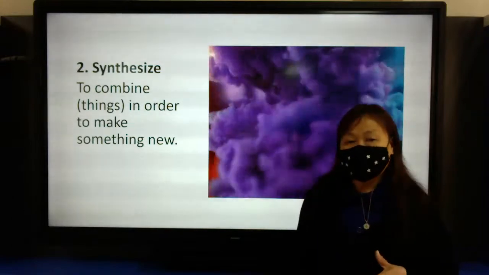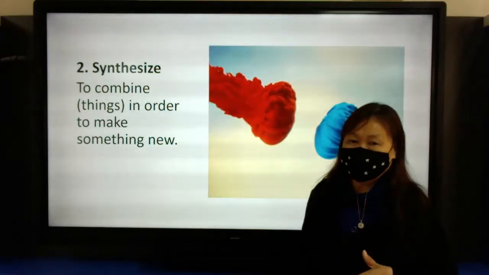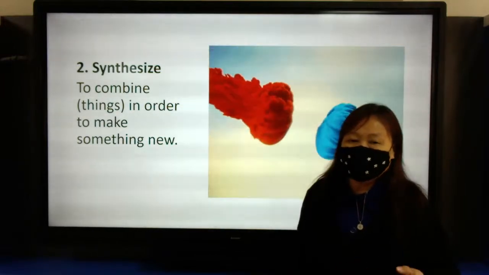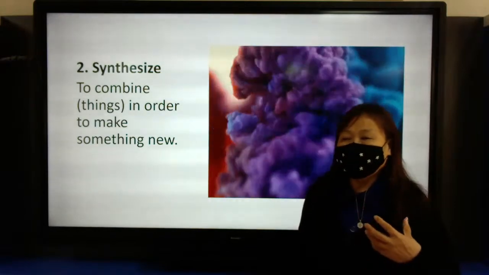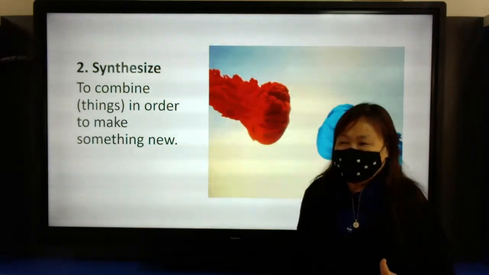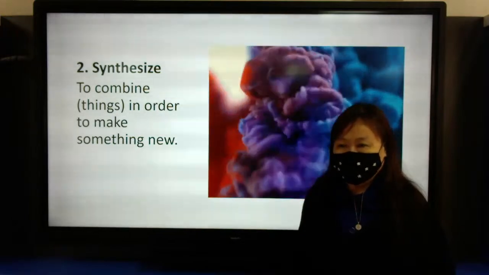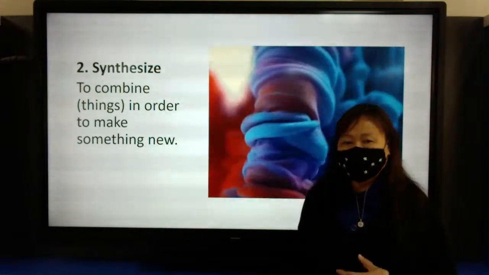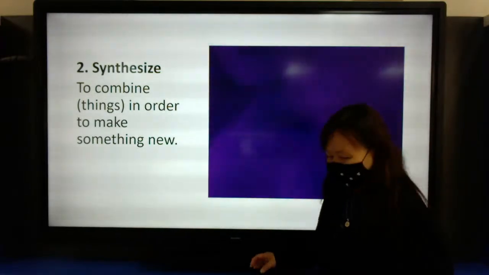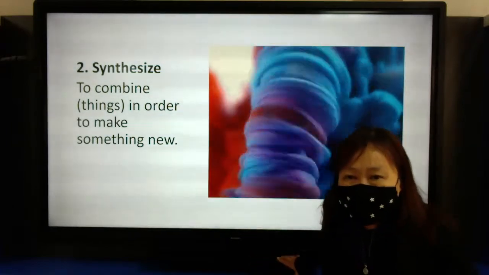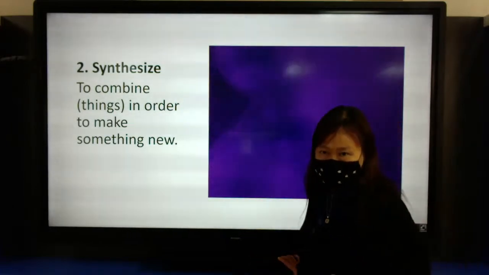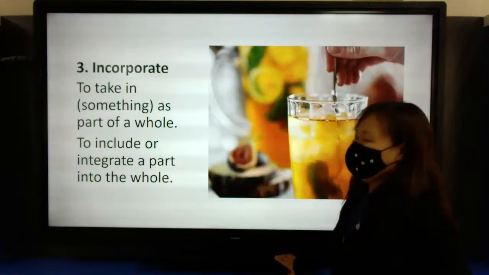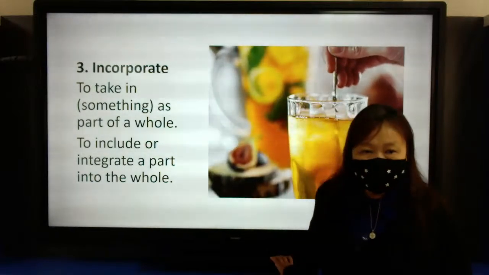Synthesize is also used in chemistry. For example, if you want to produce other substances from different reactants, you say we synthesize. Let's say I have hydrogen and sulfates. When hydrogen and sulfates are synthesized, we produce sulfuric acid. I'm sorry, I cannot do the shout out because I'm standing here and I cannot see from where I am. Okay, vocabulary number 3.